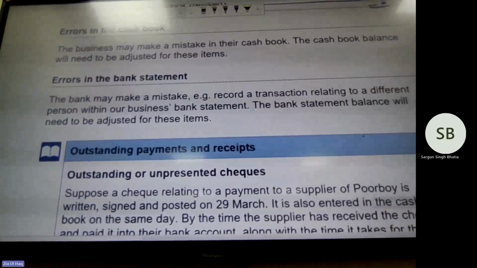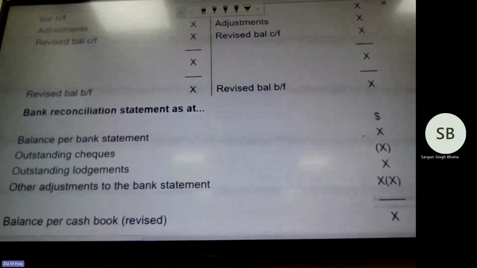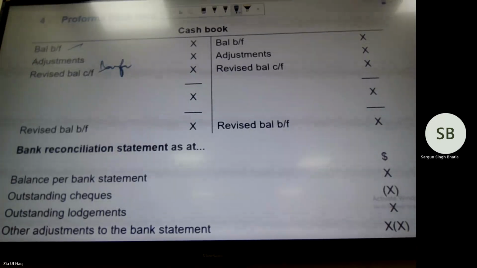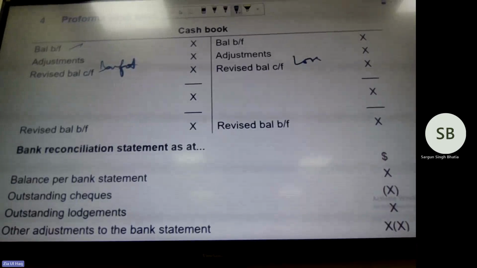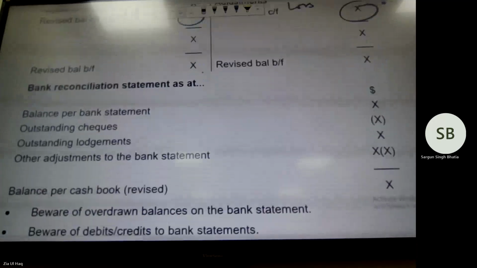Errors in cash book, errors in bank statement, you don't need to read this, just move towards the questions. And this is the balance, how we can adjust the cash book balance. And then we record benefits on the debit side, losses on the credit side, and then we will have a balancing figure, either here or here.